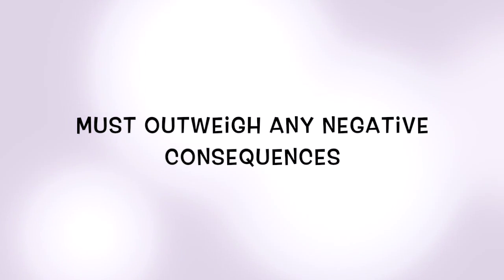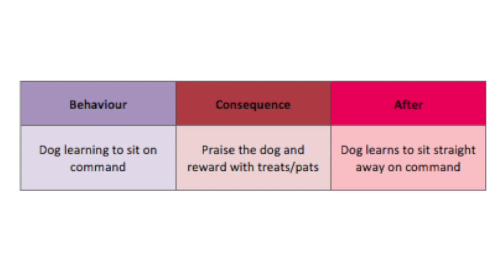So, for example, a dog is learning to sit on command. That would be a behaviour. A consequence of this is that you would praise the dog and reward with treats and pats when it does sit. Afterwards, the dog would learn to sit straight away on command.